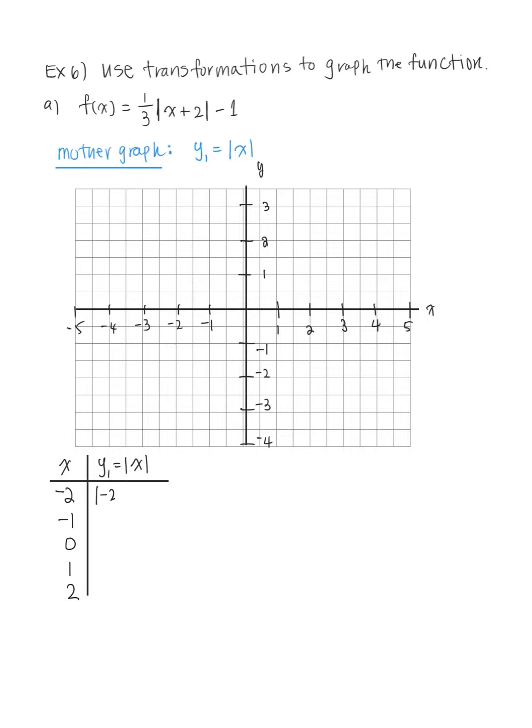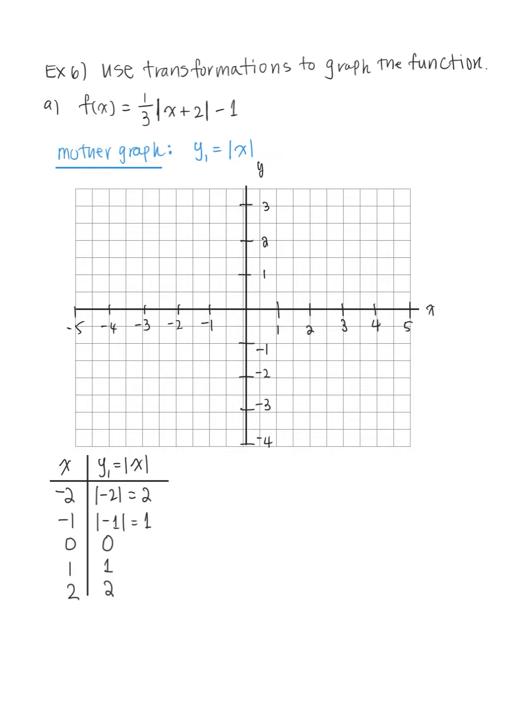So here we're going to have an absolute of negative 2, which is 2. Absolute of negative 1 is 1. Absolute of 0 is 0. Absolute of 1 is 1. And absolute value of 2 is 2. All right. So let's plot those points.